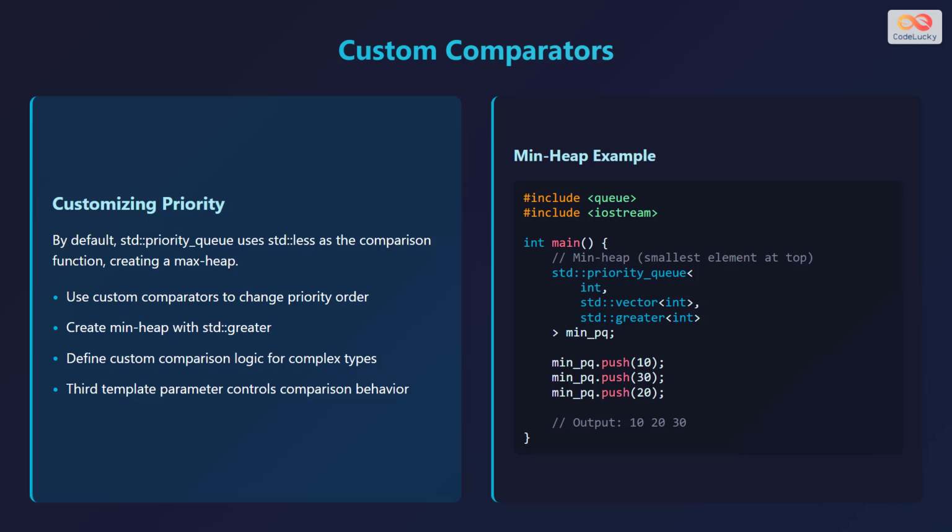Then push some elements onto the queue such as 10, 30, and 20. Now, the smallest element will be at the top. The output will be 10, 20, and 30, demonstrating that the elements are processed in ascending order.